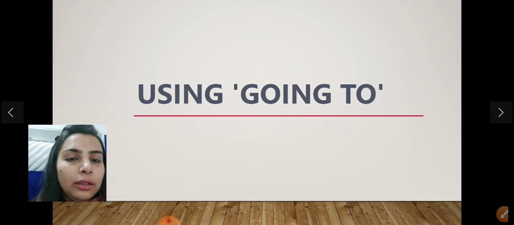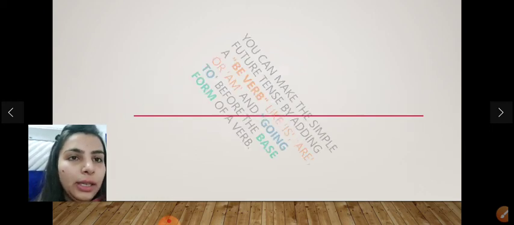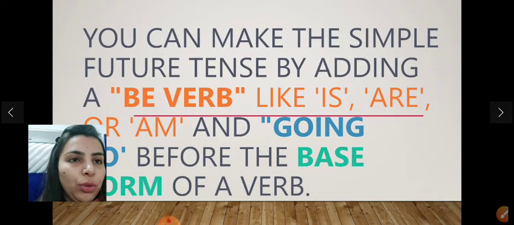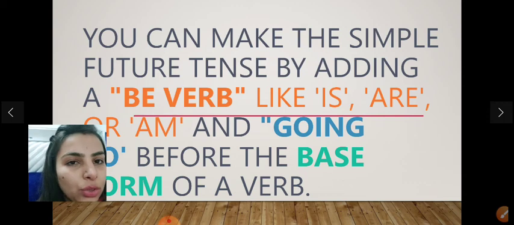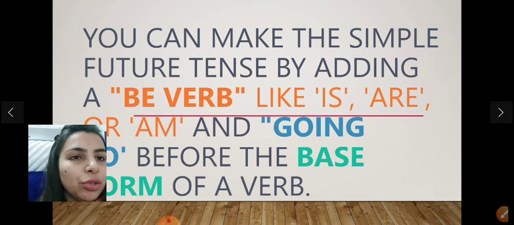We are using going to also for describing the future tense. You can make the simple future tense by adding a be verb. What is the be verb? Is, am or are. Whenever we use is, am, are with going to, it becomes a simple future tense. Before the base form of a verb, we use a be verb, that is, am, is, are with going to, and it becomes a future tense.